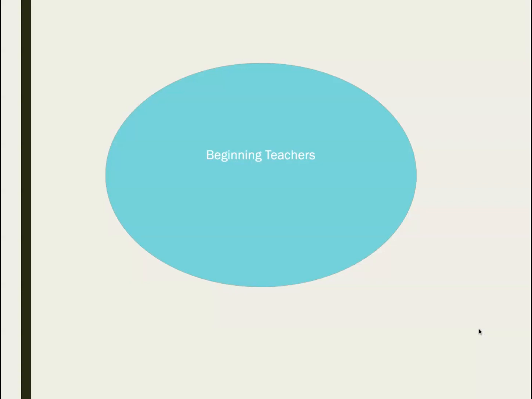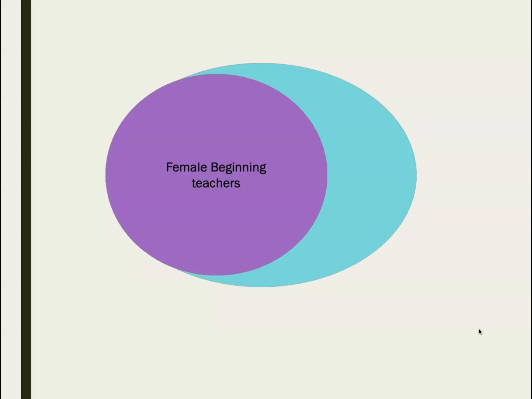My study took as its population beginning teachers in Alberta. So we were looking at the entire population of beginning teachers in Alberta. And the sample came from beginning teachers attending a conference for beginning teachers. And most of those attending participated in the survey. So we had a group of female beginning teachers in that larger population, and we had male beginning teachers as part of that population as well. And they self-identified on the survey as either male or female.